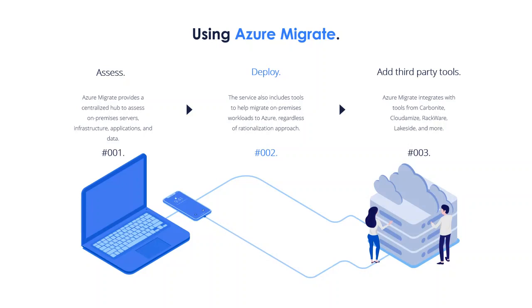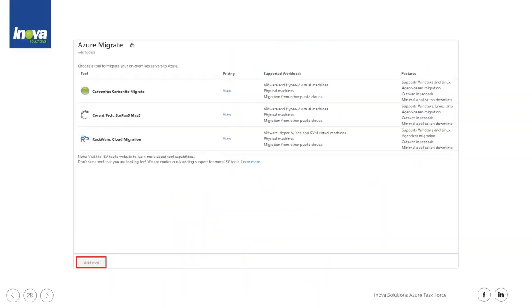complemented by third-party tools. So Azure Migrate includes a suite of tools that are Microsoft first, that are completely free, and it also integrates with tools from Carbonite, Cloudamize, Rackware, Lakeside, and much, much more. These may require additional licensing constraints. What other tools are available to help you on your path to the cloud?